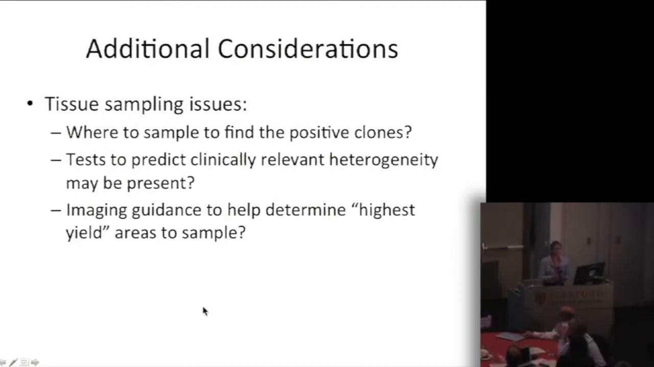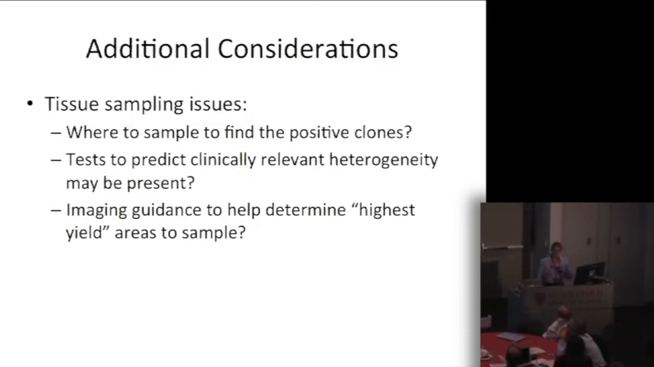Additional considerations that are really critical for me as a pathologist and for all of us is, well, where do we sample to find these positive clones in cases that are heterogeneous? Are there tests we can do that are imaging tests that tell us, pick here, biopsy here, or give us a more diverse look at the entire tumor? Or are there tests that we can perform on wherever our random biopsy was taken that will predict, clinically validated tests, where we can really predict that this is going to be a heterogeneous tumor and you may have to test multiple samples or do additional imaging to find out where to sample.